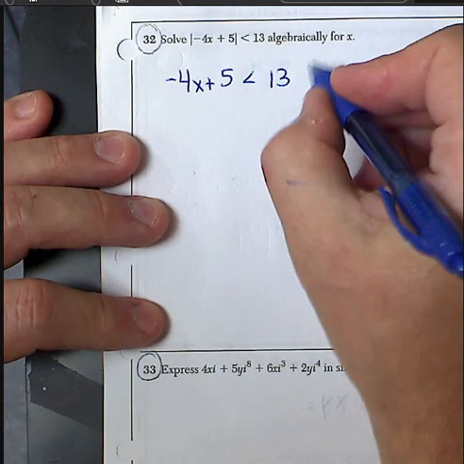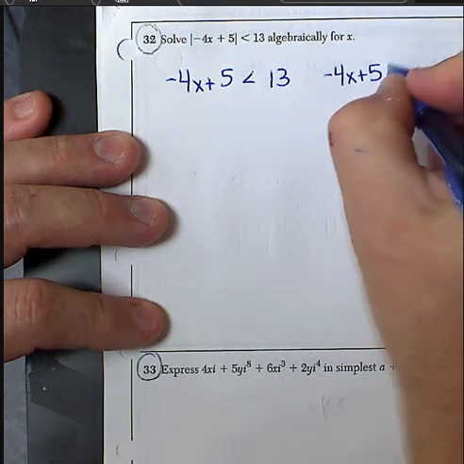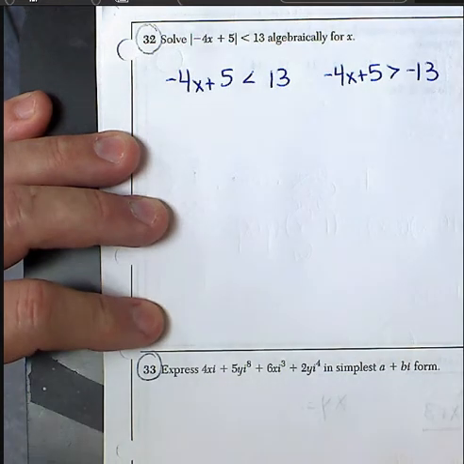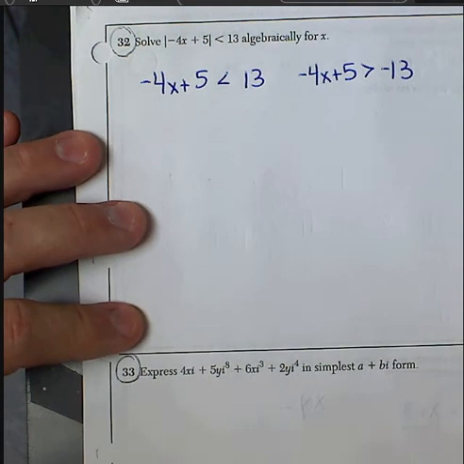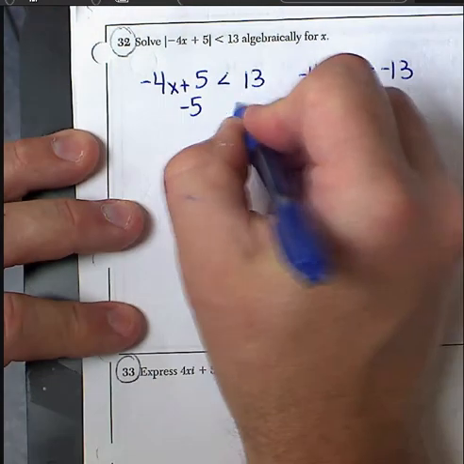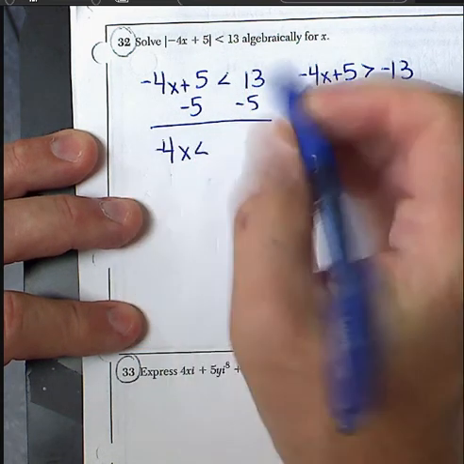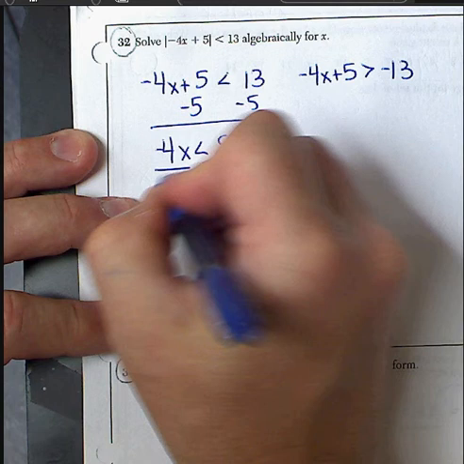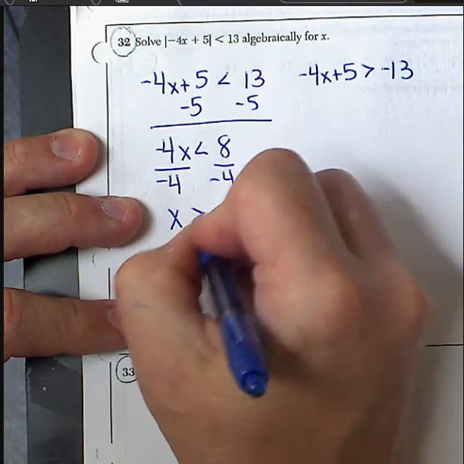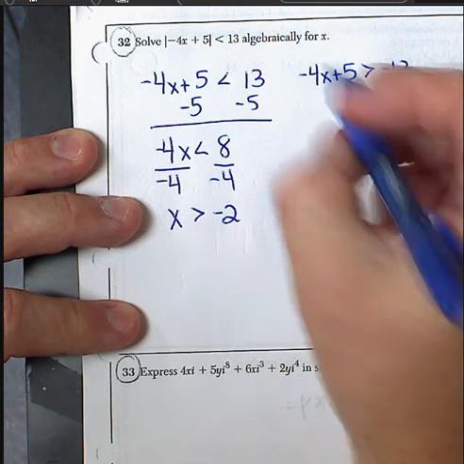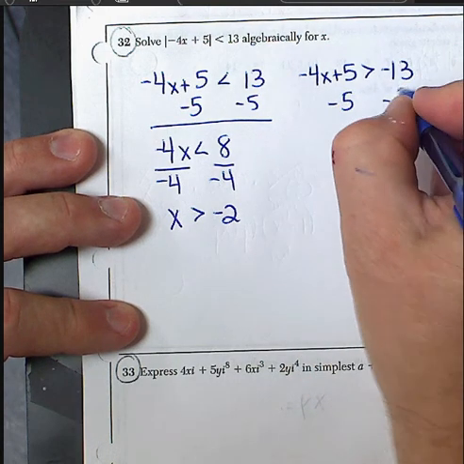And then the other one is negative 4x plus 5 is going to be greater than the negative. So you have to switch it, make the other side negative. So there are the two that I need to work with. Solve this one by itself. Subtracting 5, I get negative 4x is less than 8. Now, dividing by a negative 4 is what we forget. We need to flip this. It's a negative 2.